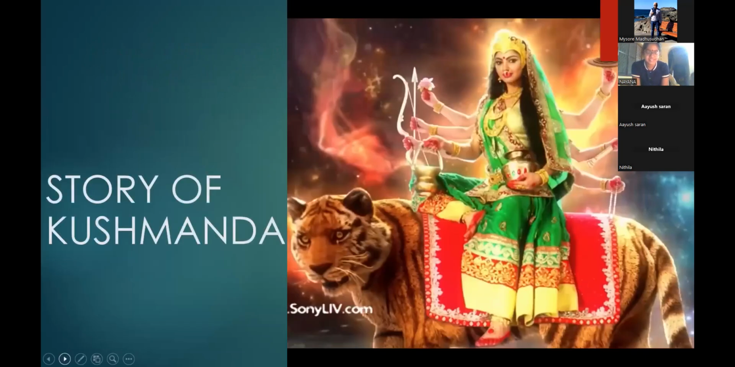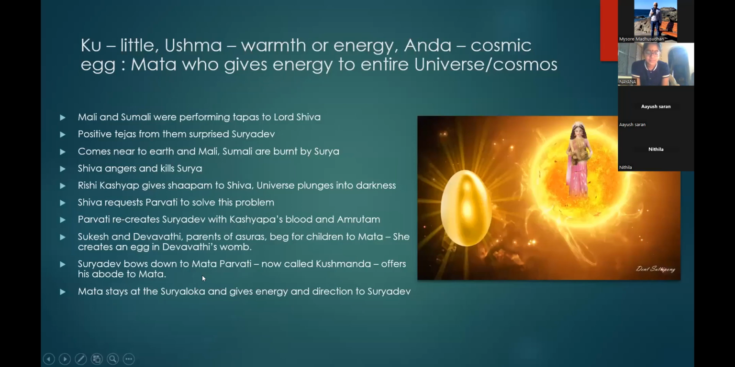Next. So let us see the meaning of Mata Kushmanda's name. Ku, little. Ushma, warmth or energy. Anda, cosmic egg. Mata, who gives energy to the entire cosmos or universe.